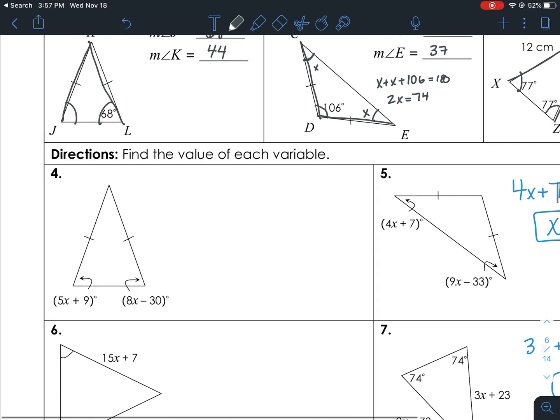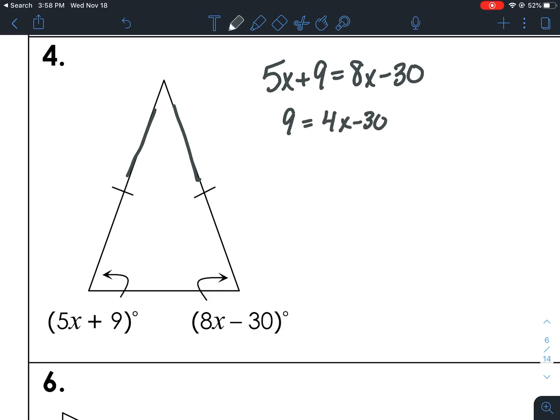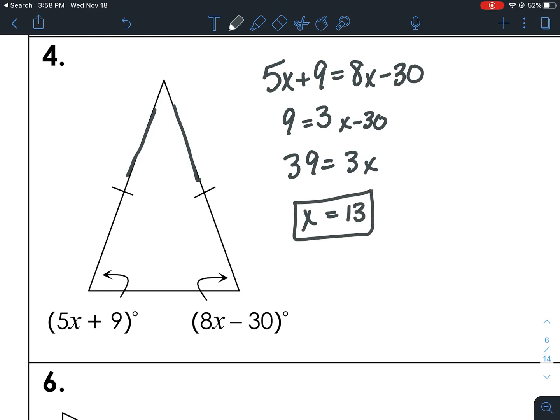All right, let's look at number 4 here. So once again, I know my two legs are congruent, which means my two base angles are equal. So I'm going to set up my equation as 5x plus 9 is equal to 8x minus 30. I'm going to subtract that 5x over, so that'll give me 9 equals 3x minus 30. Add that 30 over, so that gives me 39 equals 3x. Okay, divide both sides by 3, so x equals 13.